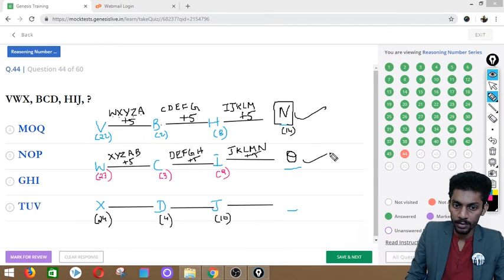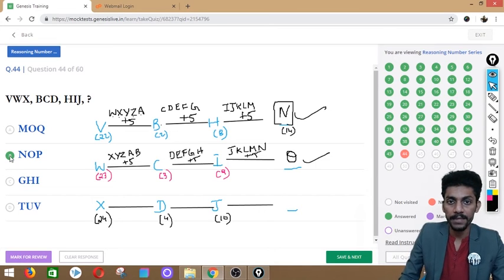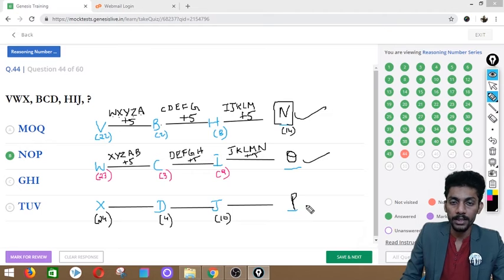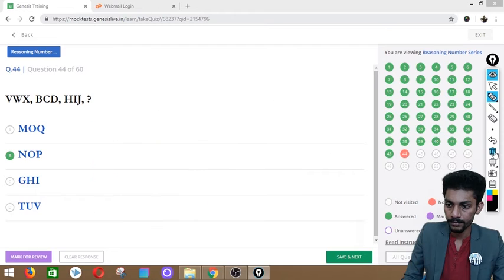Which option has N and O? Only option B. So mark option B. You did not need to solve it completely. Save the time. So that is the only option given in the question. Okay, NOP is the answer. This is the solution: plus 5, plus 5, plus 5, and the next letter is written. NOP is the answer for this question.